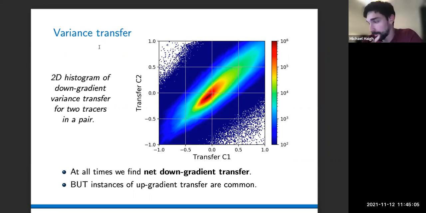A very useful finding that we also have, though, is that if we take a snapshot of the variance transfer and look at its domain mean, we find that at all times, the domain mean diffusive flux is down gradient. But, and this is the important result that we have here, these instances of up-gradient transfer are very common. And these up-gradient transfer instances are absolutely not parameterized by any kind of closure implemented in ocean models at the moment.